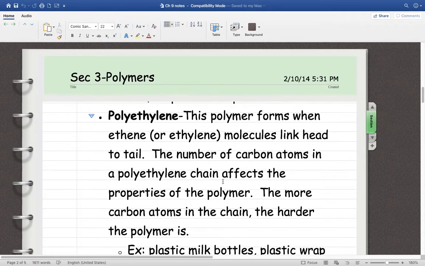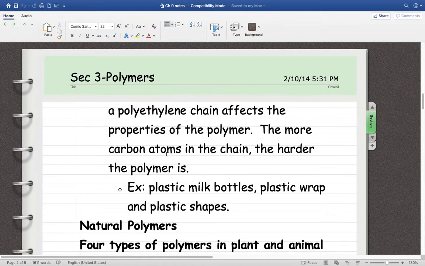The next synthetic polymer is polyethylene, which again, poly means many, eth means that there are two carbons, and the ene means that they have double bonds between the carbons. This polymer forms when ethene or ethylene molecules link head to tail. There's a picture of this in your book in chapter 3. Please go look at it. The number of carbon atoms in the polyethylene chain affects the properties of the polymer. So the more carbon atoms in a chain, so if it's not ethylene with just two carbons, but let's say there's, I don't know, 8 carbons, it's going to be stronger.